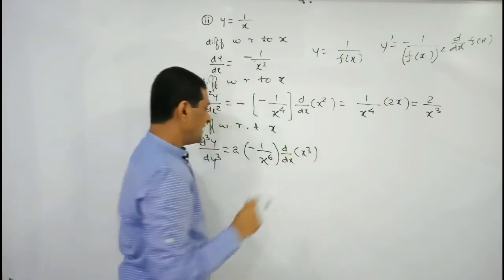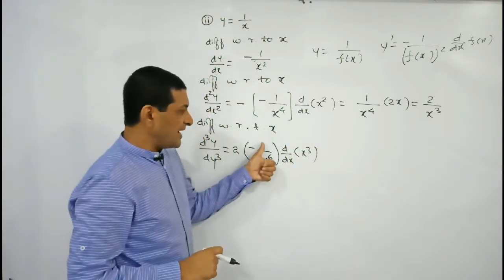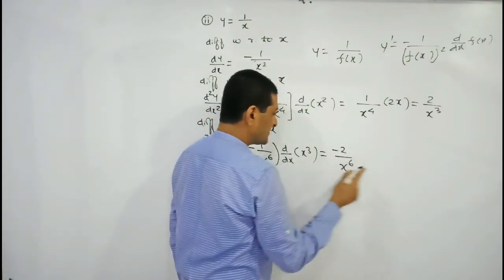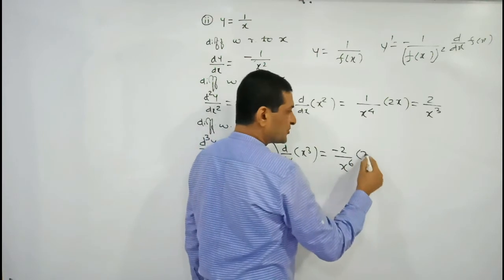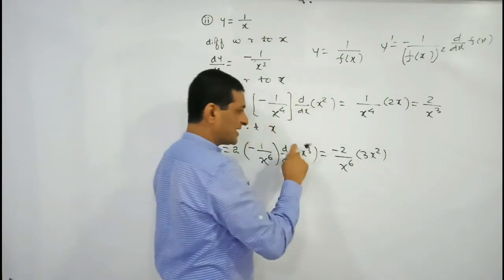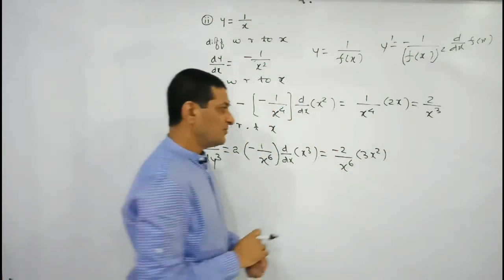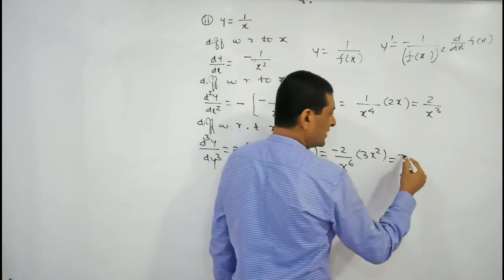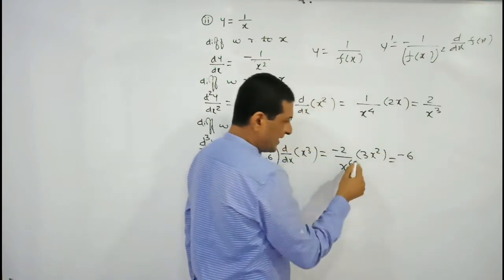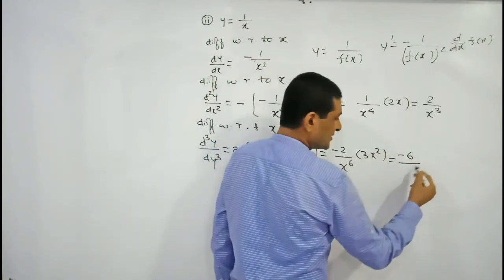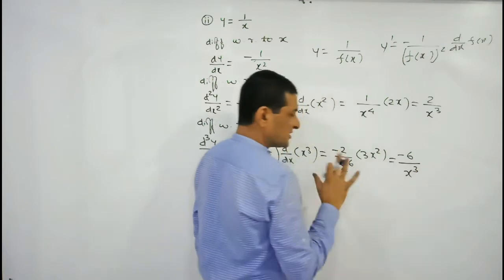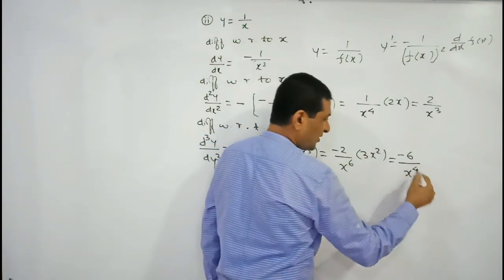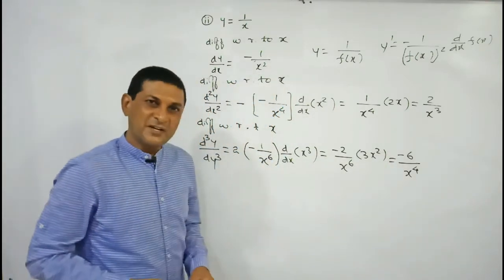x cube. Again observe here, 2 into minus 1 will be equal to minus 2 divided by x raised to power 6, and derivative of x cube is 3x square. Just simply take power as coefficient, decrease power by 1. So which is equals to, now here minus 2 into 3 will be equal to minus 6, and x square from denominator will get cancelled. Sorry, x square and x square will get cancelled. Here we will get x raised to power 4. So in this way we have got the differentiation.